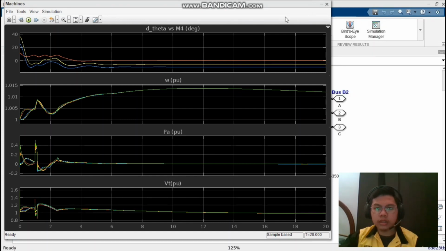So after we run the simulation, we will get this graph. Based on this graph, we can see that in the initial 0 to 3 seconds the system becomes very unstable, and after 3 seconds the system becomes slightly stable.